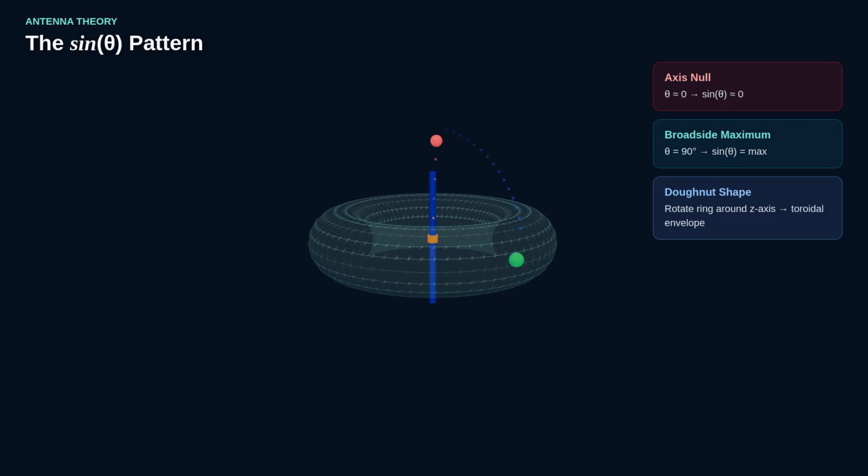That sine theta term is the pattern story. Along the dipole axis, theta is near 0, so sine theta is also near 0, and the radiation fades. At broadside, theta approaches 90 degrees, sine theta reaches its maximum, and the dipole radiates most strongly. This is the classic donut-shaped dipole pattern in far-field form.